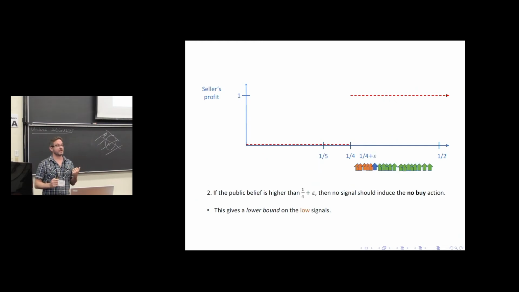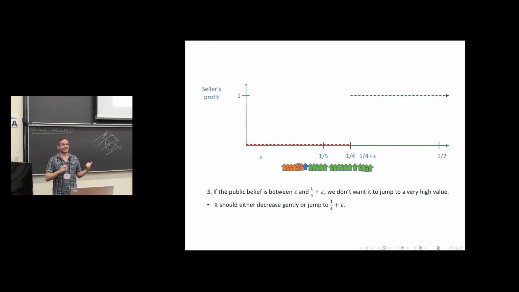The second thing we want to satisfy is that if the belief is already above 1/4 plus epsilon, then we want to stay there. We don't want to shift back down. And this gives us a lower bound on the accuracy of the low signals. The last thing is if the public belief is somewhere in between, then we want to jump upwards, maybe, but we never want to jump too far. We want to stay close to a quarter. And basically, we showed that it is possible to get all these. And then we get a herd where the beliefs converge to something close to 0 and something close to 1/4.